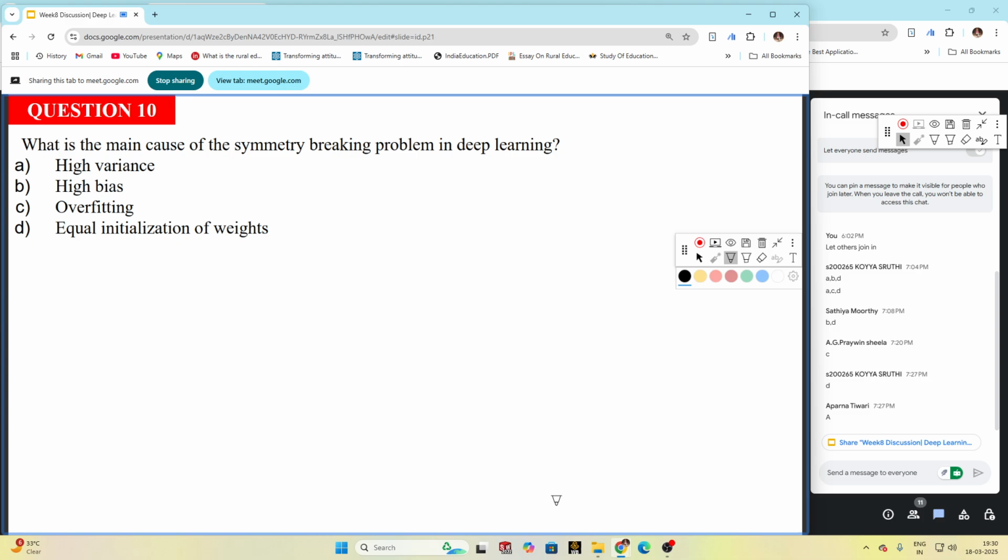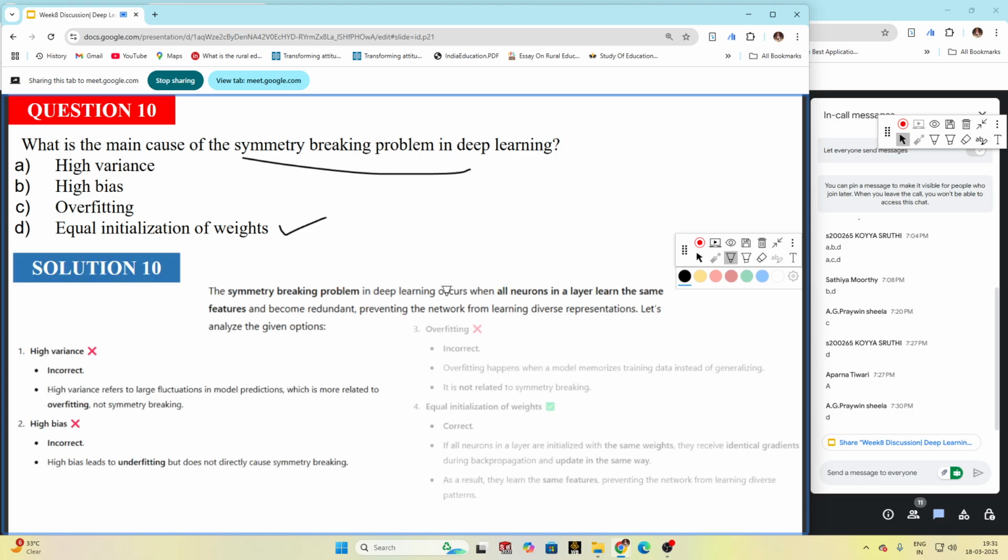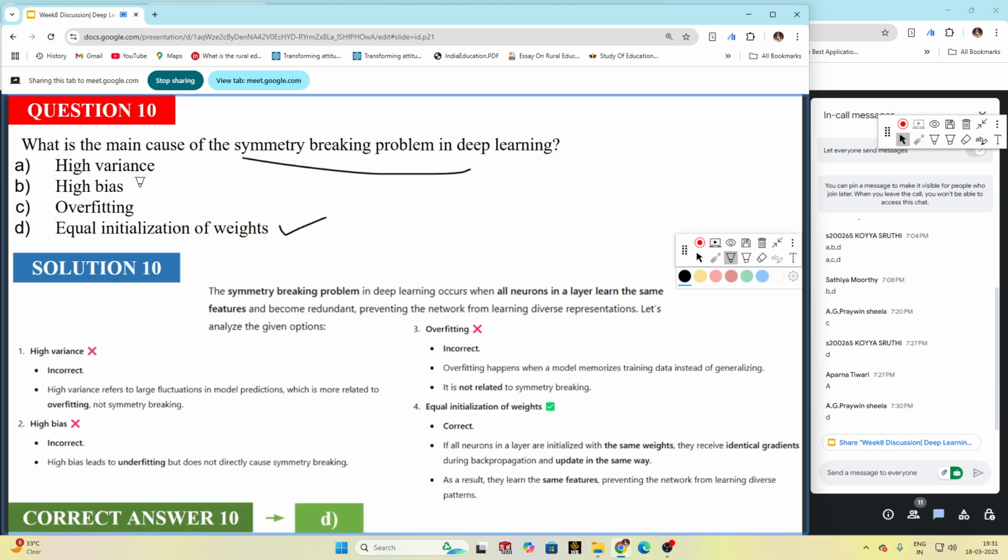So why does the symmetry breaking problem occur? The symmetry breaking problem occurs because of the equal initialization of weights. The other three options I don't know; they don't make sense for the symmetry breaking problem. So what is it?